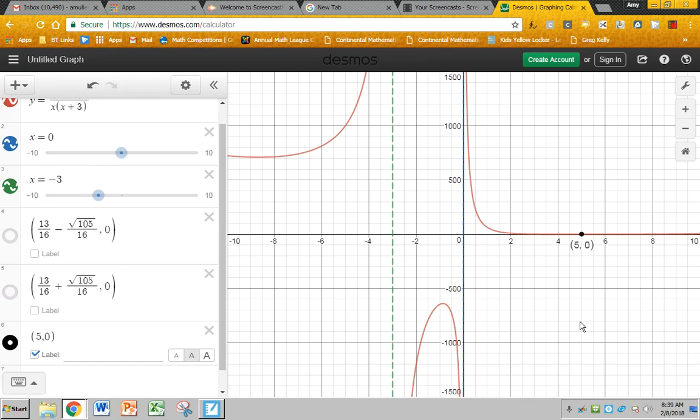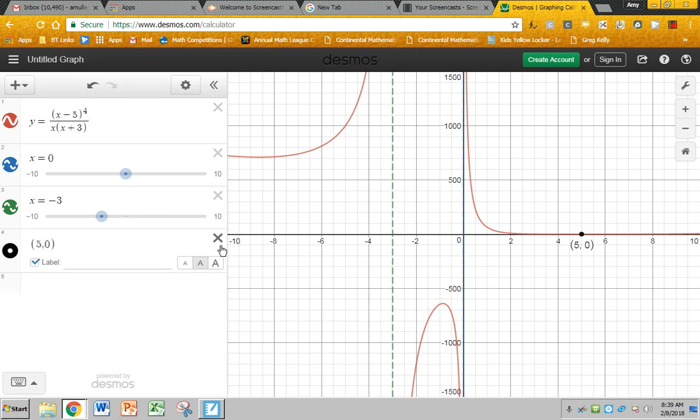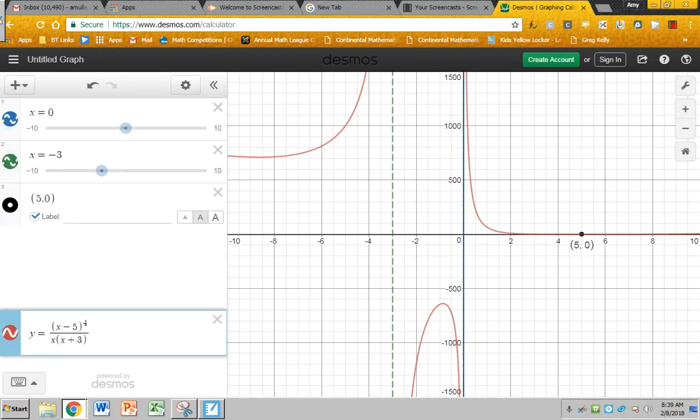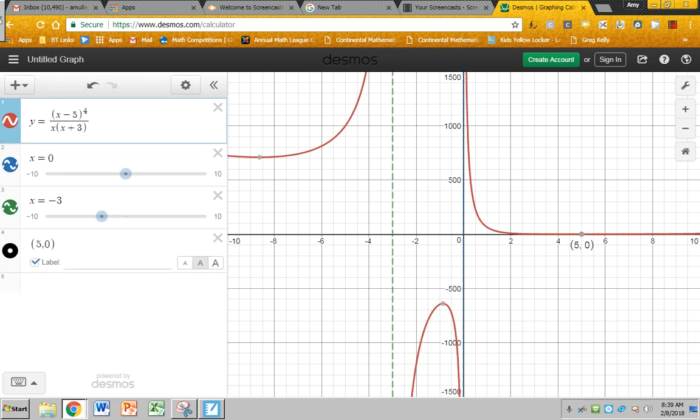So we wanted to know when it was less than or equal to. And so it's only less than or equal to between these two asymptotes and at 5.0. Pretty cool? Oop, I didn't even do that.